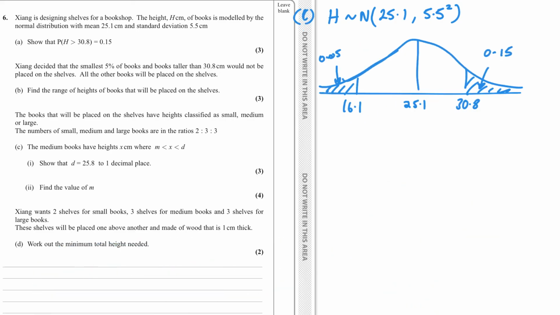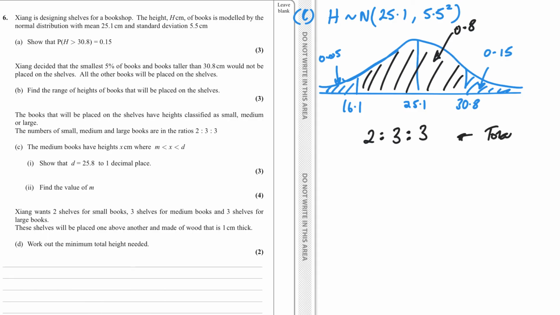So this is what we're looking at. This middle bit, which I'm going to put in black here, must therefore be the size 0.8. We're in the ratio of 2 to 3 to 3, which, as we can see, totals 8. That means we must be 0.2 for our small. Our medium must be 0.3 and our large must be 0.3.